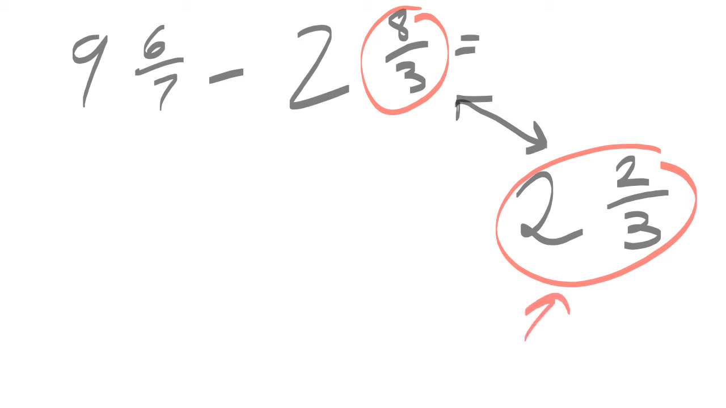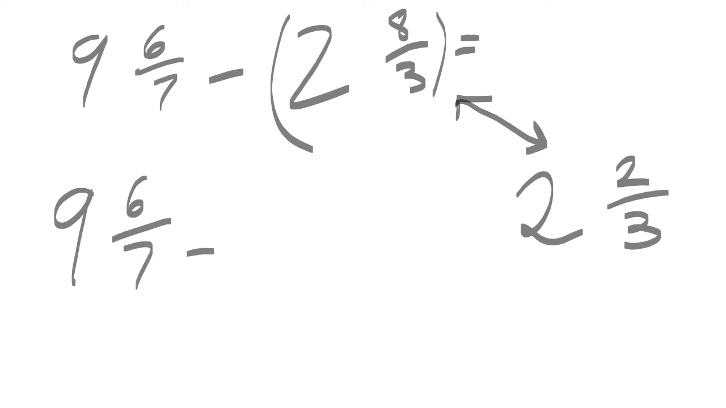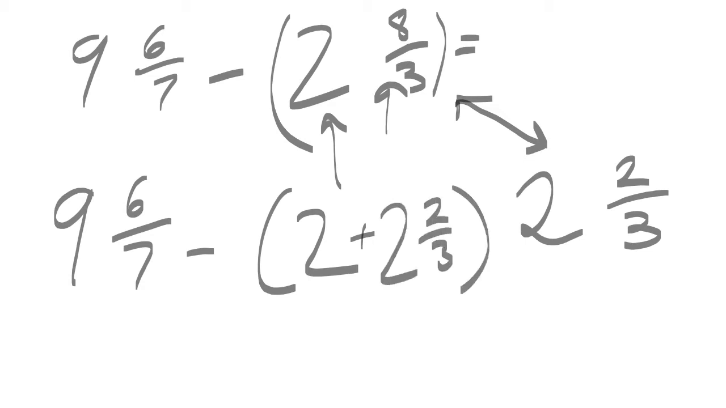If we're going to subtract all of this from this, then we need to have converted the 8/3 into a mixed number. Now, it might help to pretend that all of this is bracketed, because what we need to understand is that the sum looks like this really. It's 9 and 6/7 minus 2, which is this 2 here, plus whatever this was, which is 8/3, which is 2 and 2/3.